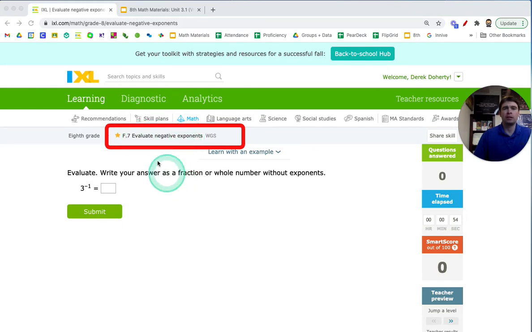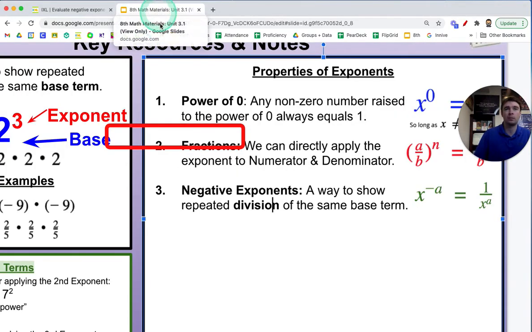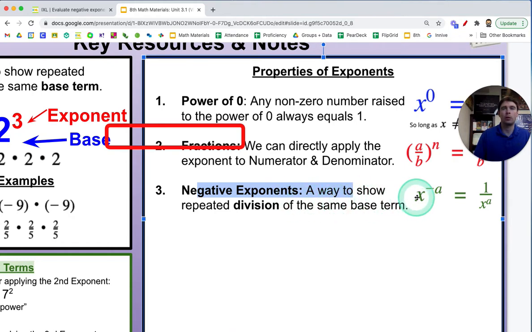And for this one, as you see from the name, we're actually going to have to do the math with some negative exponents. Now we think you're good with understanding what a negative exponent means from F6, but just as a key refresher, it's important to know what a negative exponent means to evaluate them. You should recall from F6 that negative exponents are a way for us to show repeated division of the same base term. Or in other words, x to the power of negative a really means just take a 1 and divide by a copies of x.